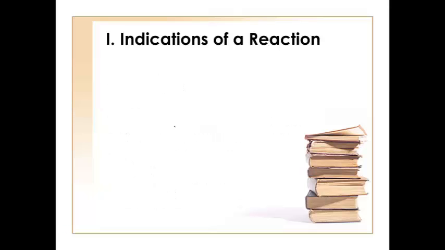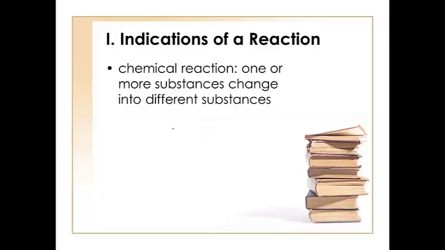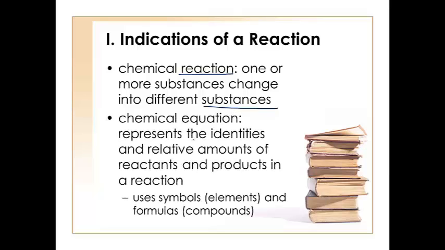Hey, so what are the indications of a reaction? How do you know a reaction took place? Okay, remember in reactions you have to have one or more substances change into different substances. It has to be a chemical change. Now, equations represent the identities and also relative amounts of the reactants and products. It tells you how much of A will react with B and how much of C and D products will be produced. Instead of writing out words, we use symbols, which represent our elements, and formulas, which represent compounds.